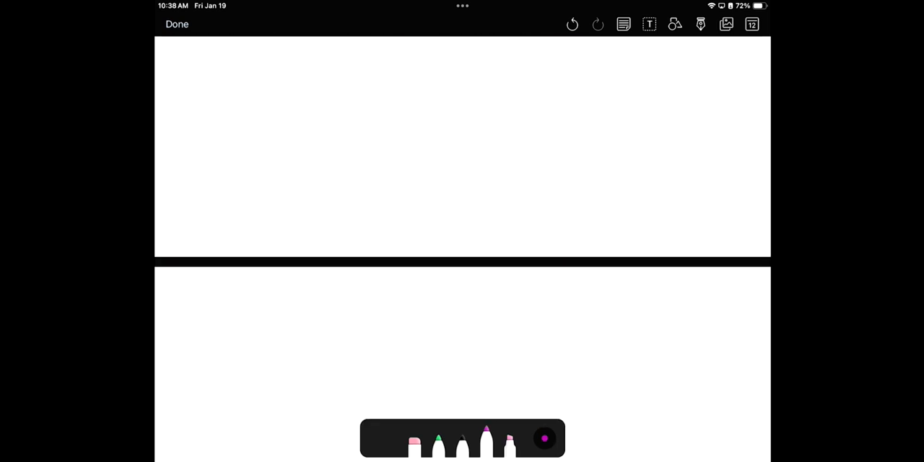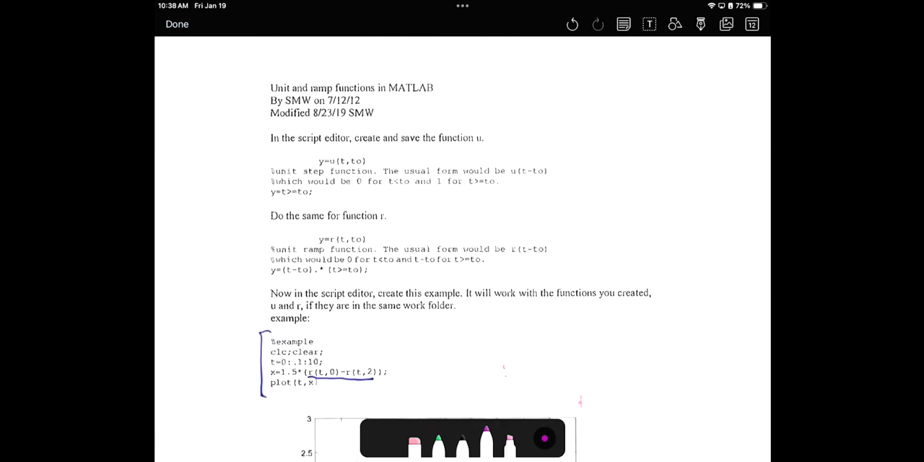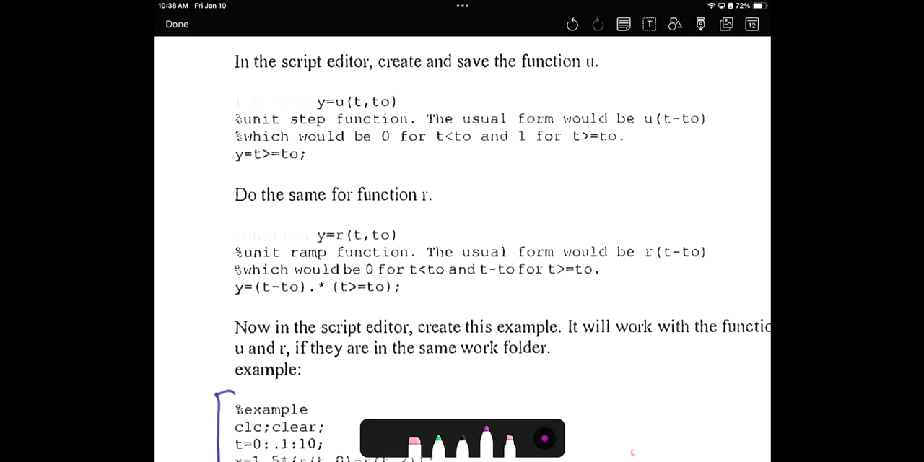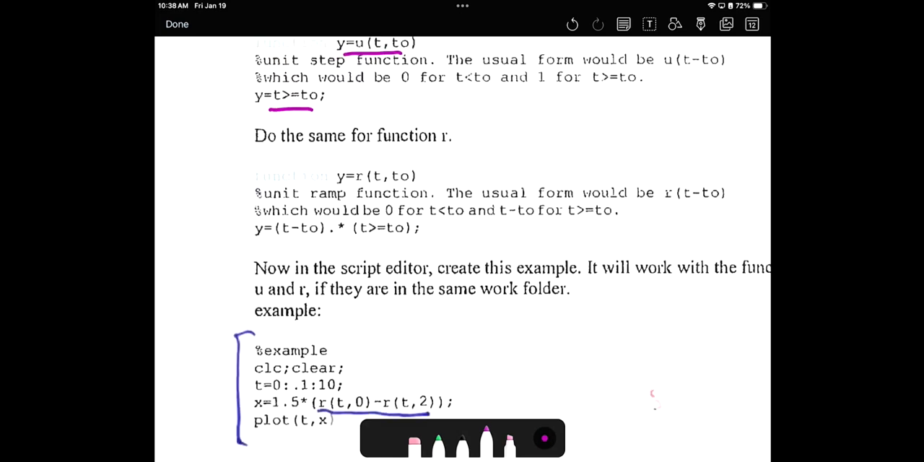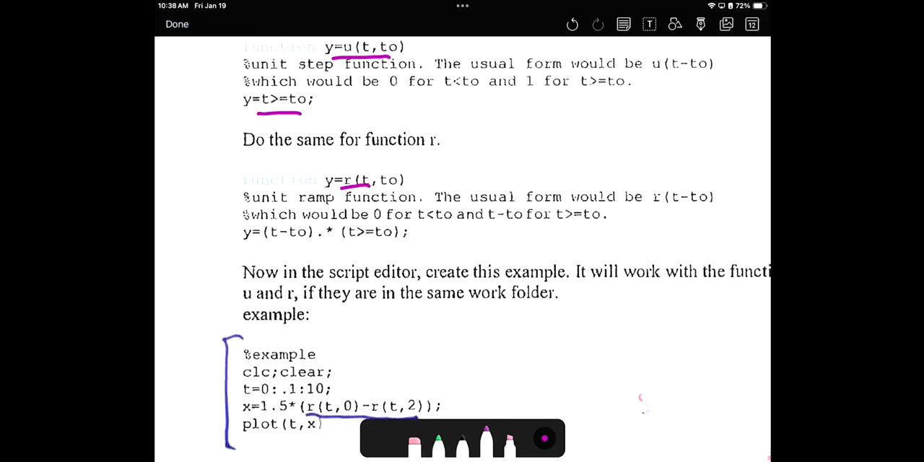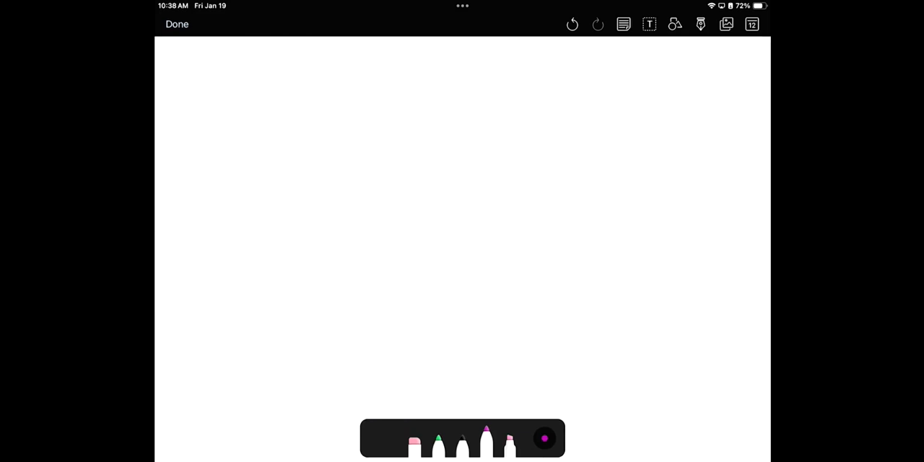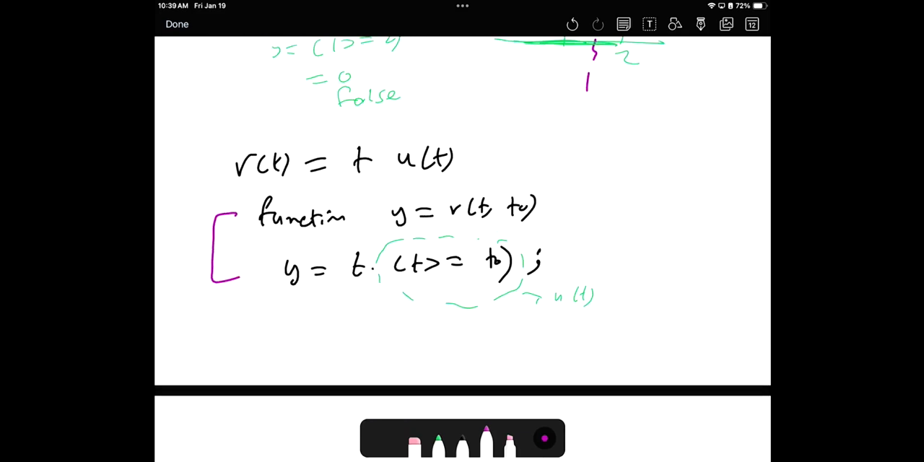I'm going to show you some MATLAB scripts. So here, that's how, again, we define u of t, y equal u of t minus t0. That's the command that I wrote. Then, if we need to define r of t, like this way. Actually, I forgot to mention, since it is u of t minus t0. That's my mistake.